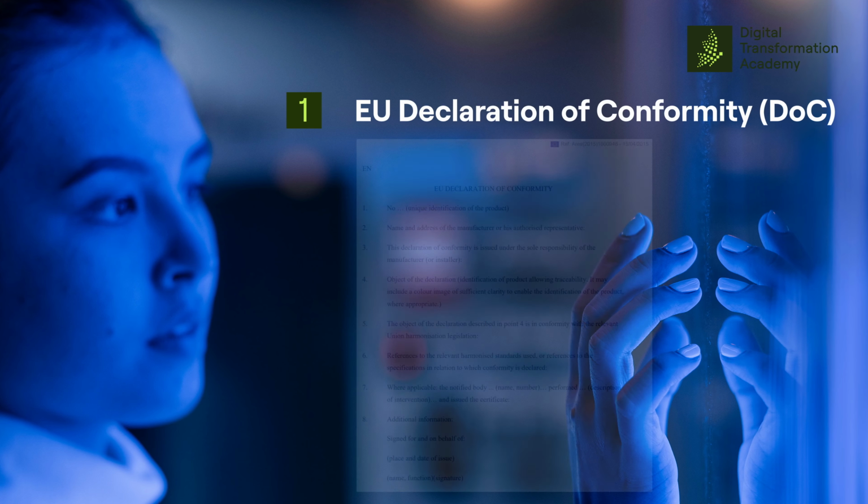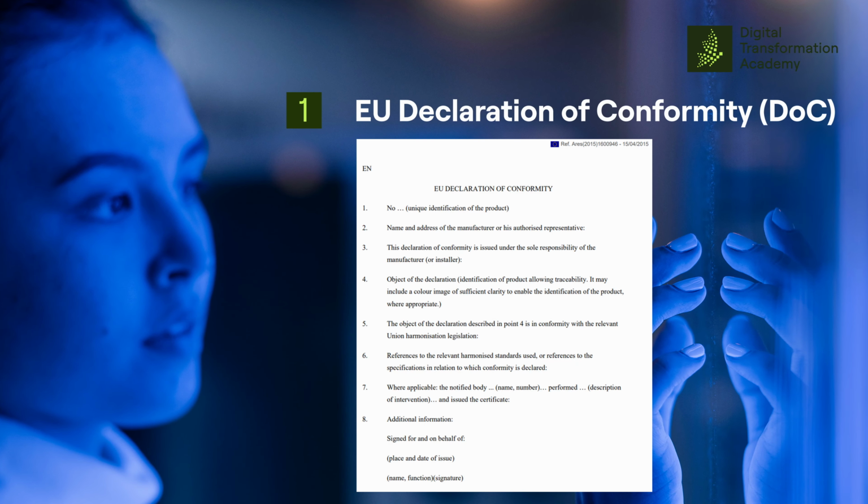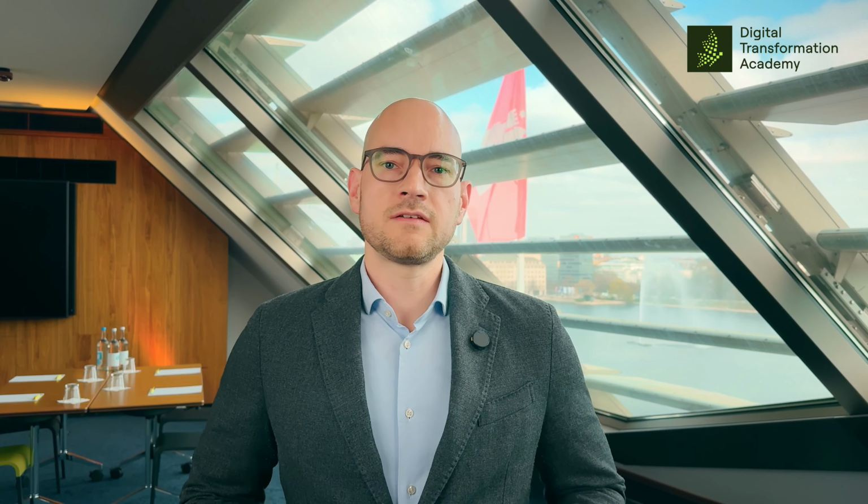Let's start with the first essential element, the EU Declaration of Conformity. The EU Declaration of Conformity is a formal statement by the manufacturer or their authorized representative declaring that the relevant product with digital elements meets the applicable requirements of the CRA. Think of it as a type of seal of approval that the product is eligible for distribution on the European market. You'll probably know it from other EU product safety laws, such as the EU Machine Regulation.